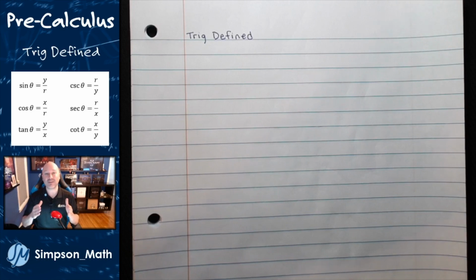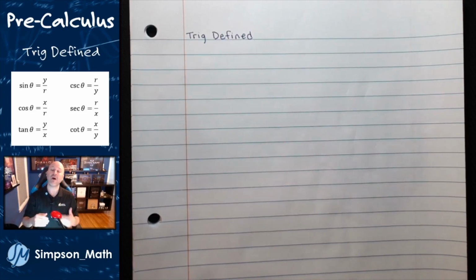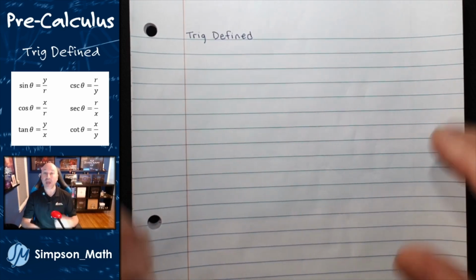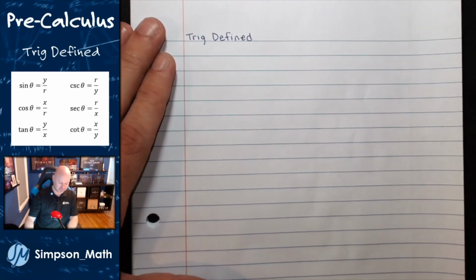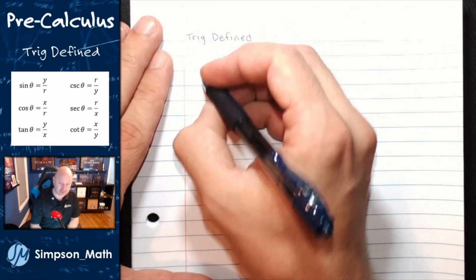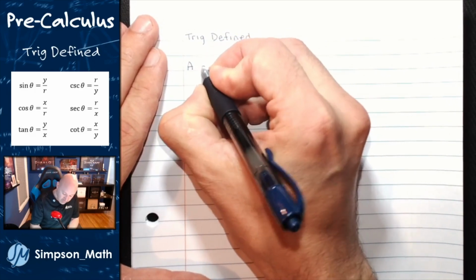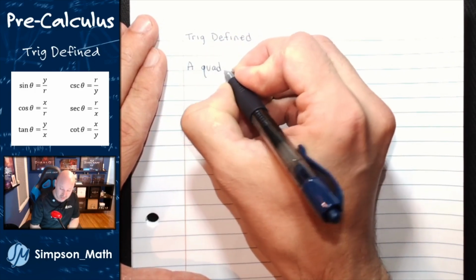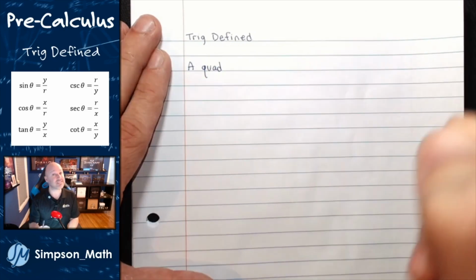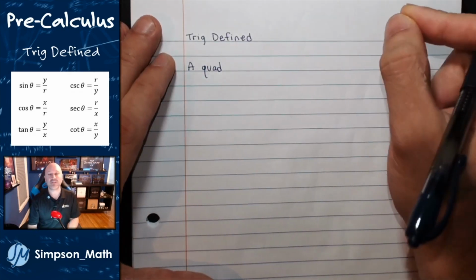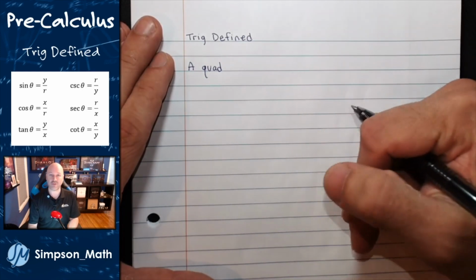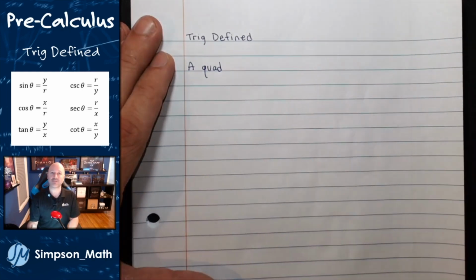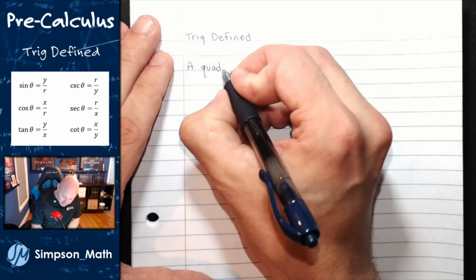And even before I can define the trig functions in this video, I have a couple more vocabulary terms to go over, to introduce to you. The first one is a quadrantal angle. A quadrantal angle is simply an angle in standard position, and the terminal side lies on one of the axes. So it's on the x-axis or it's on the y-axis.